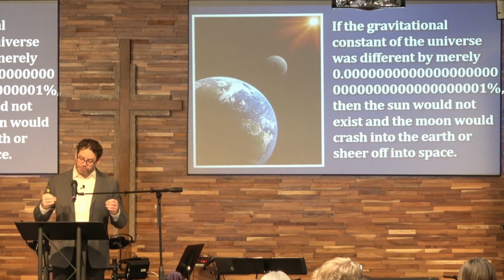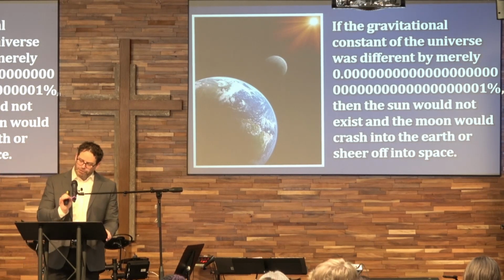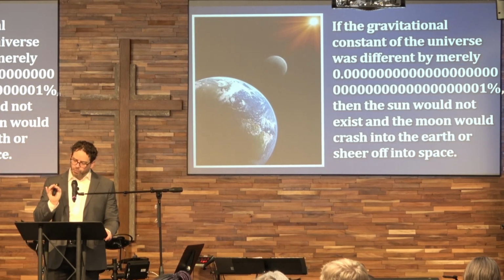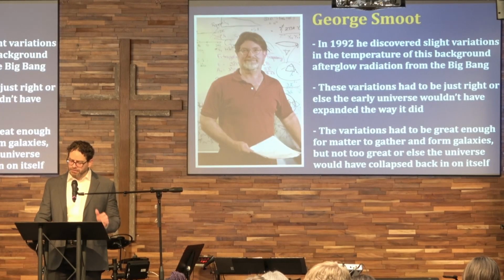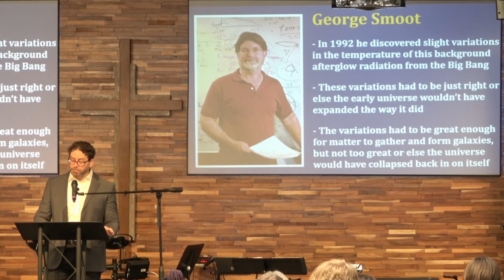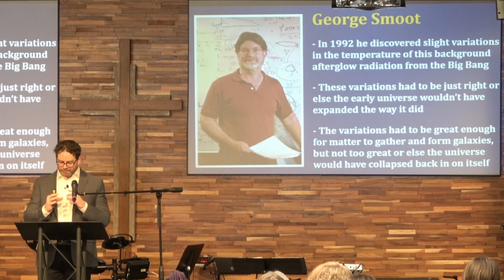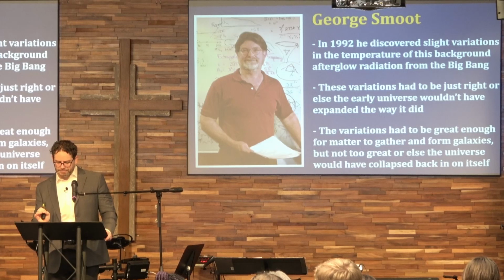But this expansion rate, the rate at which the universe expands, had to have been set just right. And this was a big discovery by scientist George Smoot in the 1990s. He actually won the Nobel Prize for this discovery. But one of the things he discovered is that this expansion rate had to be just perfect.